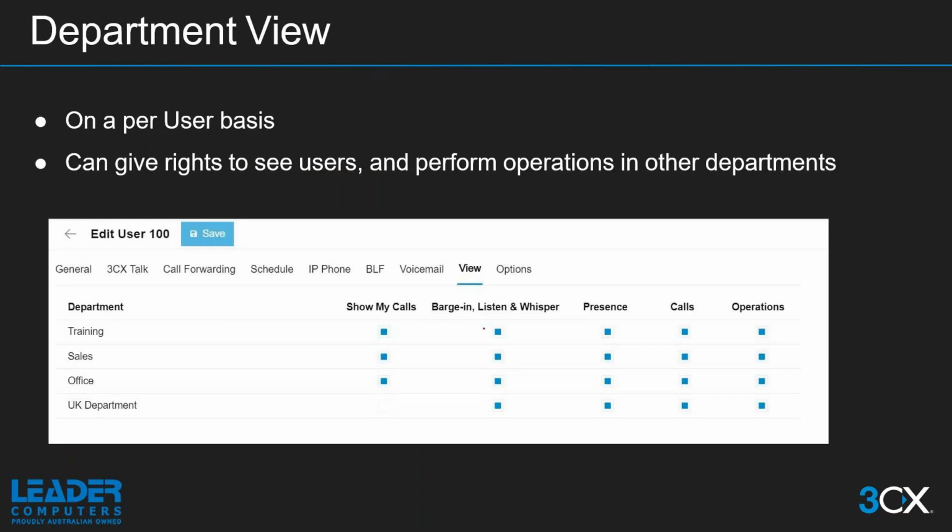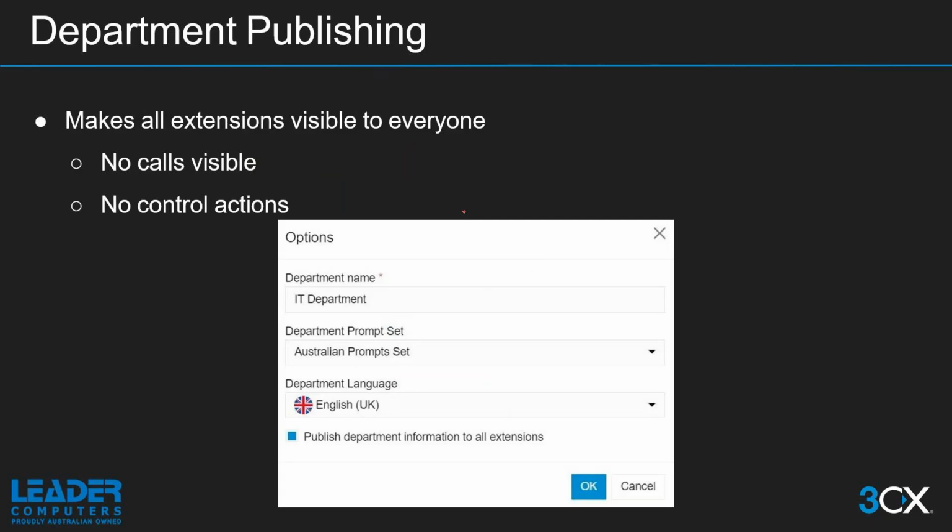And department view. It can be viewed on a per user basis, and you can give rights to see users or perform operations in other departments. I'll show these things during the demo while going through. And department publishing is basically you can make all extensions visible to everyone, or you can set it to no calls visible or no control actions and things like that whenever you're creating a new department.